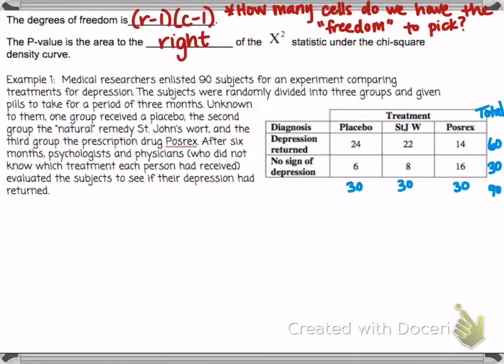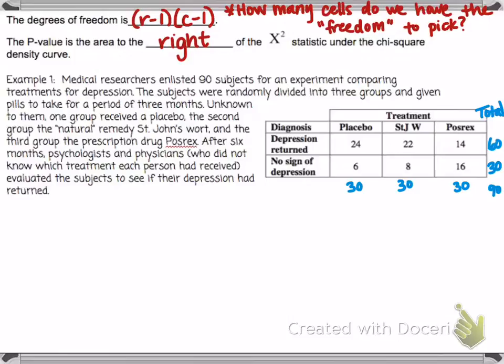So first example is going to be a homogeneity test, because we're looking at these 3 groups, and we'll see the difference between that and independence in just a minute. But let's just read through this. Example 1. Medical researchers enlisted 90 subjects for an experiment comparing treatments for depression. The subjects were randomly divided into 3 groups and given pills to take for a period of 3 months. Unknown to them, one group received a placebo, the second group the natural remedy St. John's wort, and the third group the prescription drug Postrex. After 6 months, psychologists and physicians, who did not know which treatment each person had received, evaluated the subjects to see if their depression had returned.